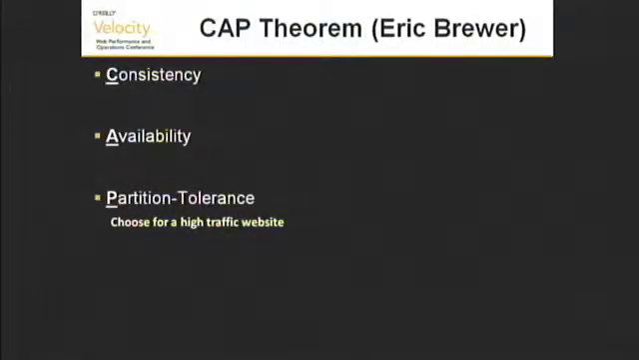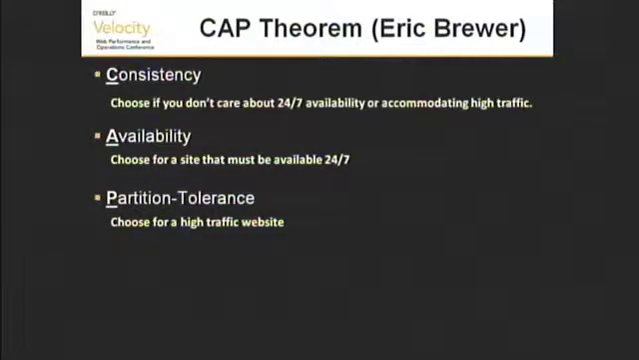so they can achieve, especially for Web 2.0 companies. Partition tolerance you would choose for a high traffic website. Availability you want to choose for something that should be highly available. And consistency if you really don't care about the other two.